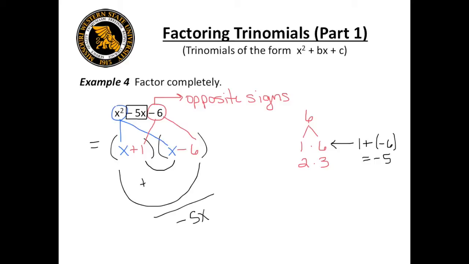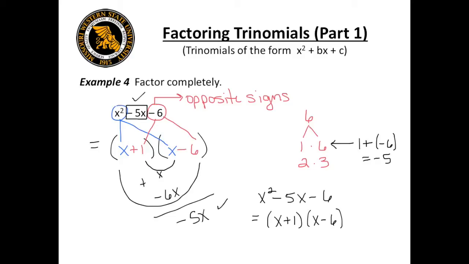Positive times negative gives us the -6 that we need, but then multiplying the inner product, we have 1x plus the outer product, which is -6x. And when we add those together, we do get the -5x that we need. Therefore, the factored form for x squared minus 5x minus 6 is equal to x plus 1 times x minus 6.